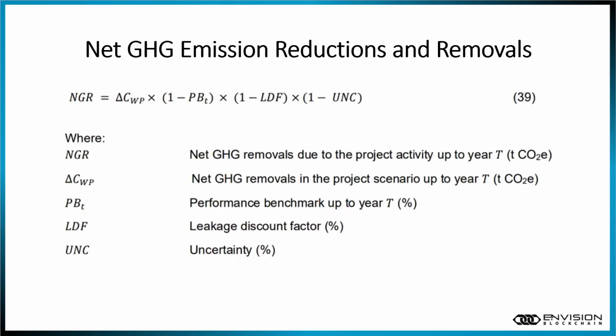Here we have the final calculation in the methodology, which is used to calculate how many credits will be issued, which is basically the net GHG removals due to project activity up to year T, which is the end of the monitoring period, with the performance benchmark, leakage discount factor, and uncertainty deducted. So a general approach to digitizing schemas is to start with this final equation and then work backwards through each equation in the methodology until you arrive at the monitored input parameters.